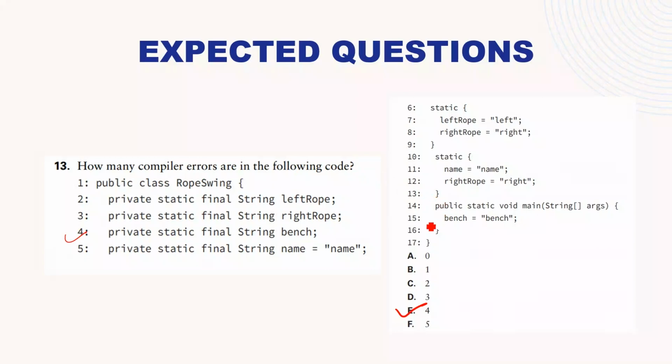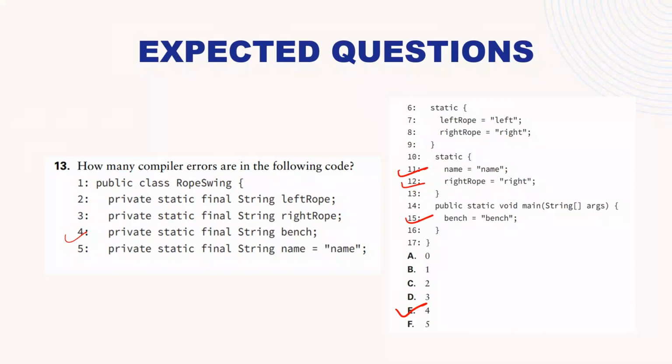Line 15 doesn't compile because final variables are not allowed to be set after that point. It can only be set during declaration or in the static initializer block. Line 11 also doesn't compile because name has already been set once. So we have already figured out 3. And line 12 doesn't compile because rightRope is set twice as well. We have rightRope set here and we are trying to set rightRope again over here.